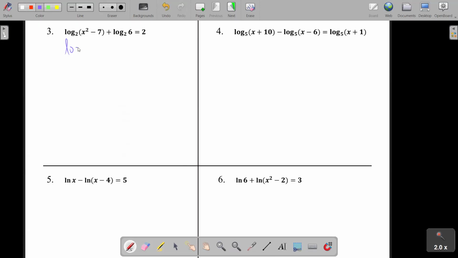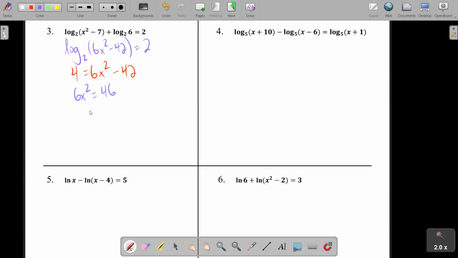condensing. We're going to have log base 2 of, and you do have to multiply these arguments together, so you get 6x squared minus 42. And then you're going to hit it with the water cycle, and 2 to the power of 2 is 4. So we have 4 equals 6x squared minus 42. And then you're just going to move some stuff around. I'm going to have 6x squared equals 46.